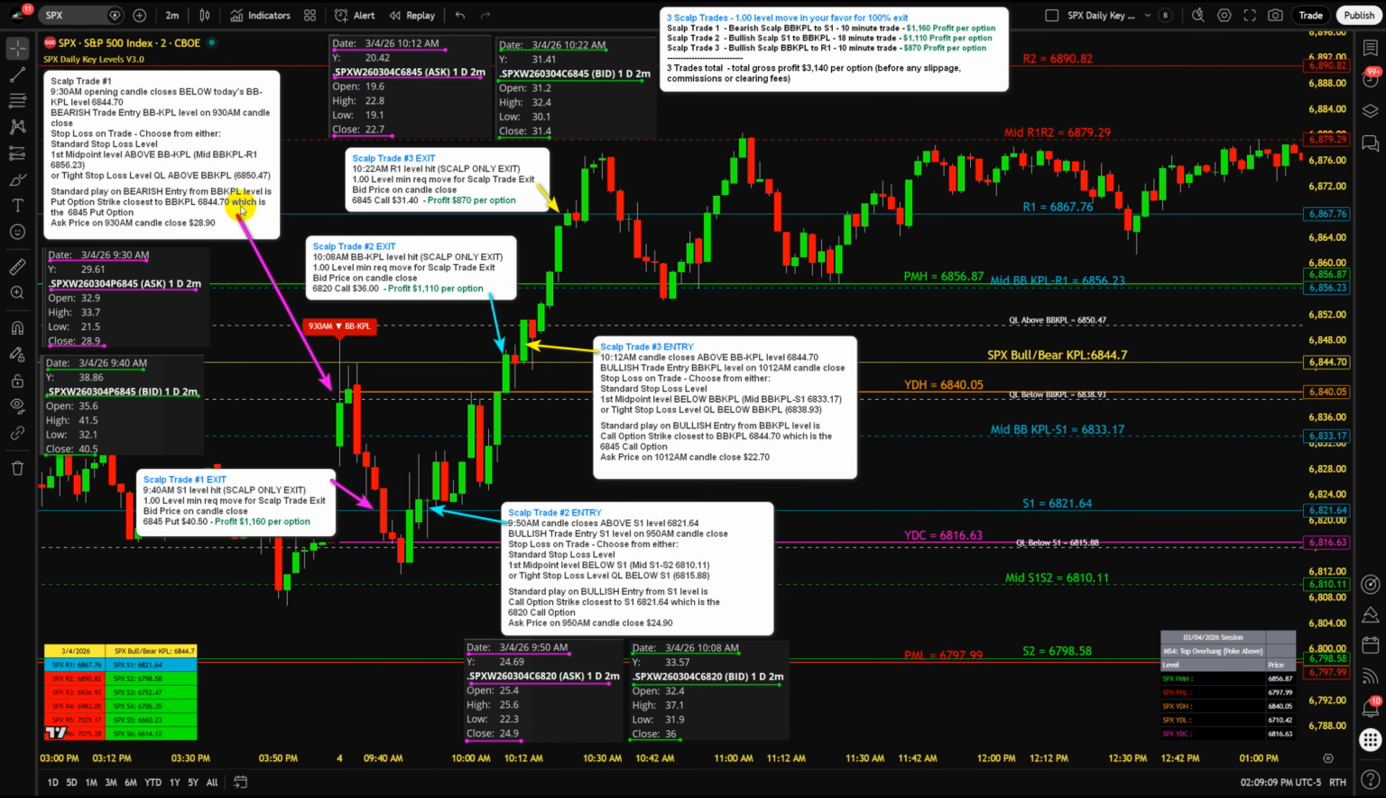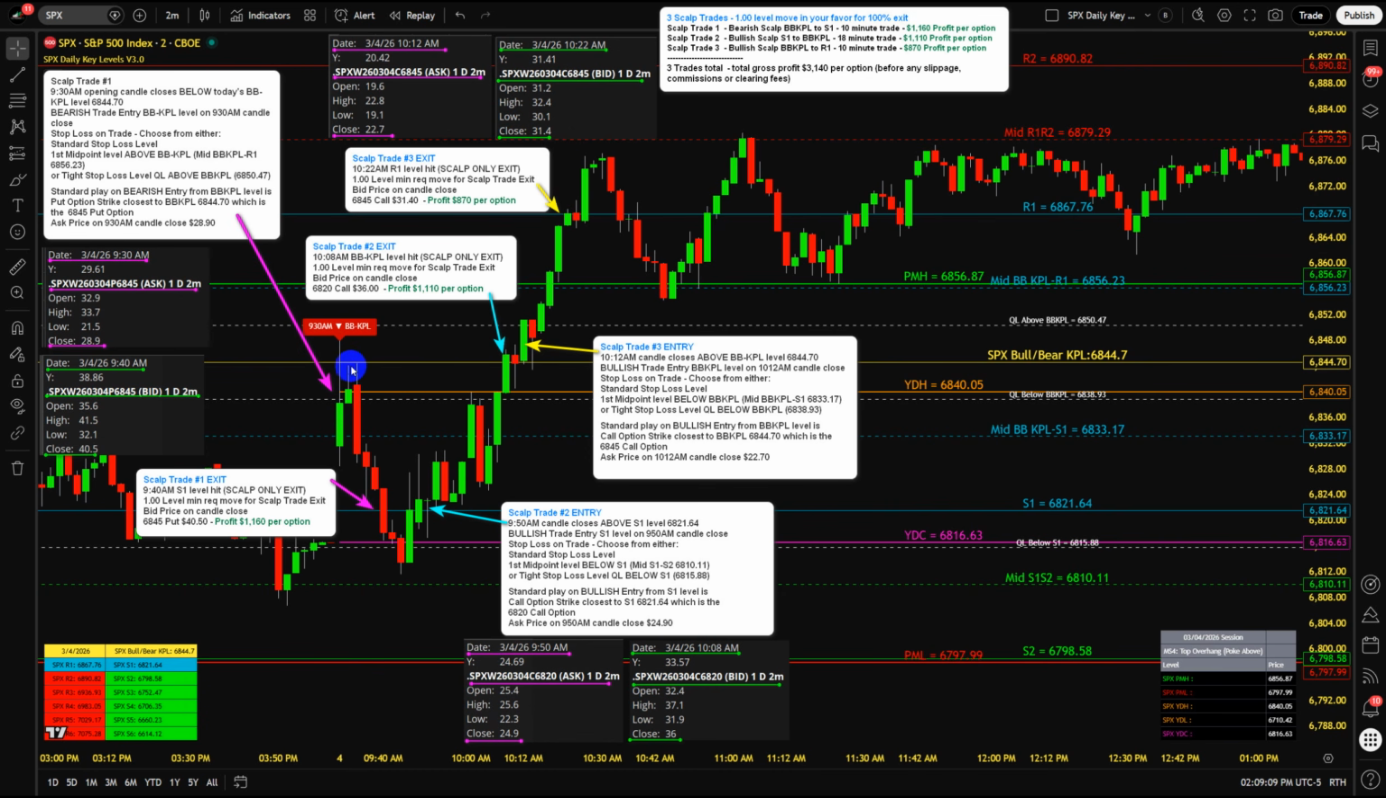Okay, so opening trade, scalp trade number one is a scalp trade off of a bearish trade off of the bull bear key price level on this 9:30 a.m. opening candle. It does close below, even though we have a wick above. The most important aspect of this candle is that it closes below the bull bear KPL level on the opening candle, so that is your bearish entry signal should you wish to take the 9:30 a.m. opening candle trade.